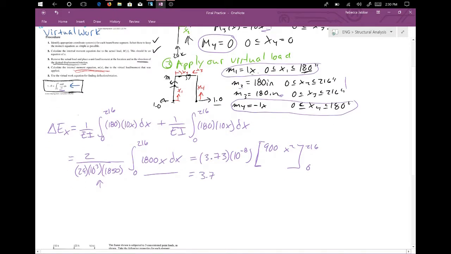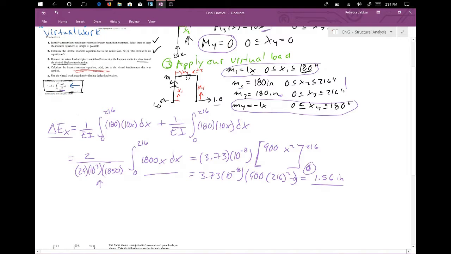This guy will come down times 900 times 216 squared. We don't have to worry about our lower bound, it's just 0, so normally we just subtract 0 if you really want to make sure you did that. So again, just entering this in my calculator, praying it matches what I know the answer is. All right, it's 1.56 inches. That's our deflection at E.